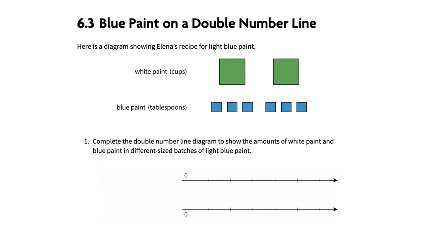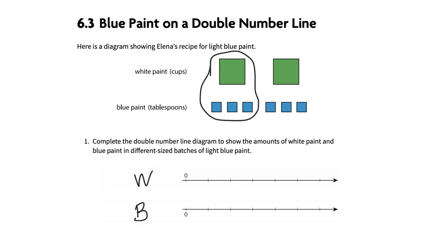Now, it doesn't matter whether we put the white paint on top and the blue paint on the bottom, or reverse it, as long as we're consistent for this entire problem. But at this point, I'm going to put the white on top, the blue on the bottom, just to keep consistent with our picture up here. And we see a couple of ratios, don't we? We see that there's a ratio of 1 cup of white to 3 tablespoons of blue.